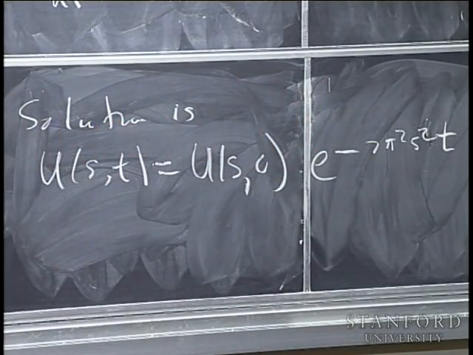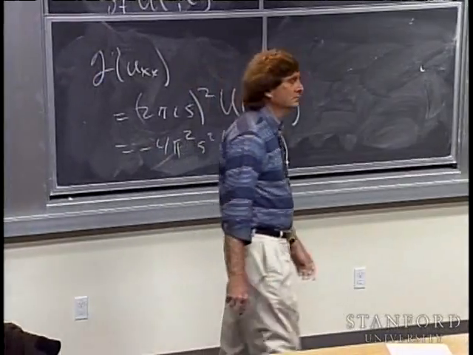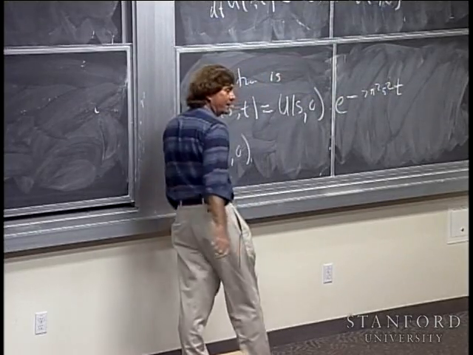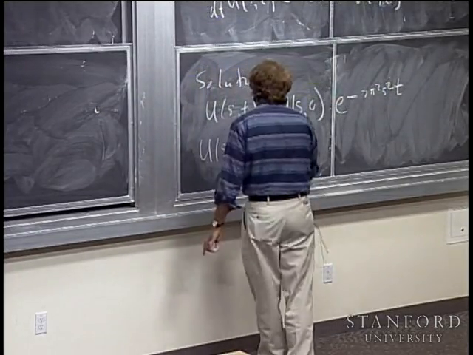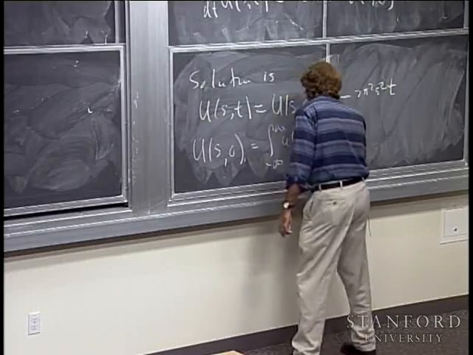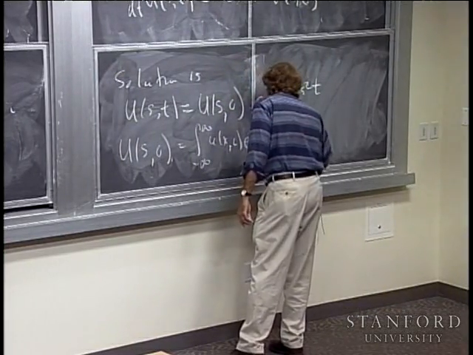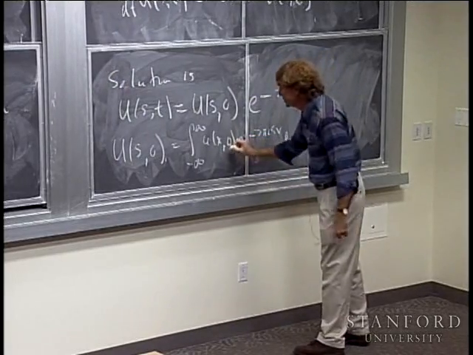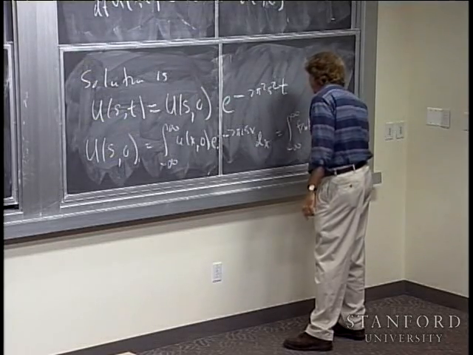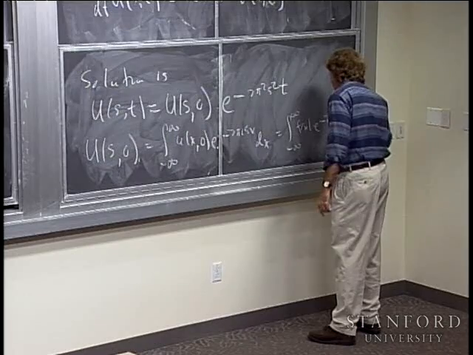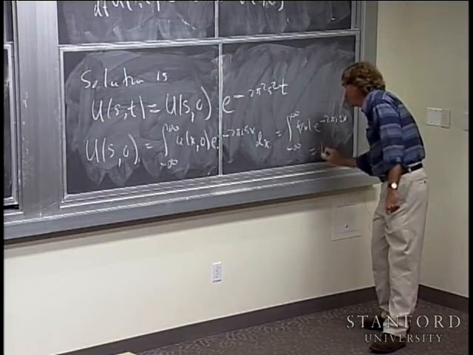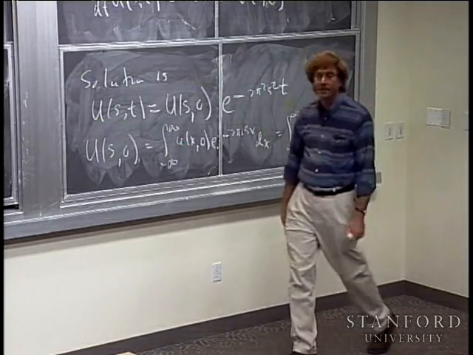Now, what is U(s, 0)? That is the Fourier transform of the initial condition. That's the integral from minus infinity to infinity of u(x, 0) e to the minus 2 pi i s x dx. u(x, 0) is the initial temperature distribution f. So that's the integral from minus infinity to infinity of f of x times e to the minus 2 pi i s x. That's the Fourier transform of f. Let's call that, say, capital F of s. Okay?